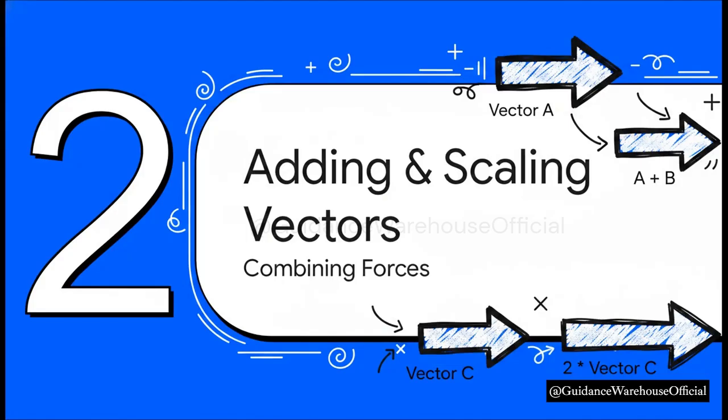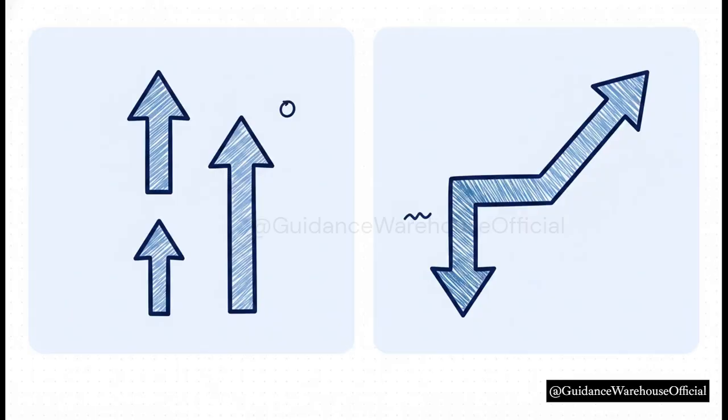Section 2. Adding and scaling vectors. Combining forces. Now that we understand the basic idea, let's move on to operations. Because vectors can be modified and combined, which brings us to two main things we can do with them. First up is scalar multiplication. This is really just multiplying your vector by a regular, everyday number, a constant. If you multiply a vector by 3, you don't change its direction at all. You just stretch its length out to be 3 times as long.